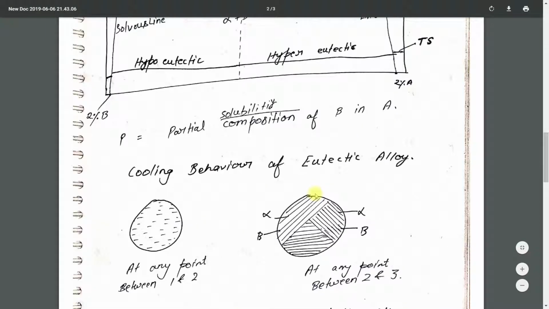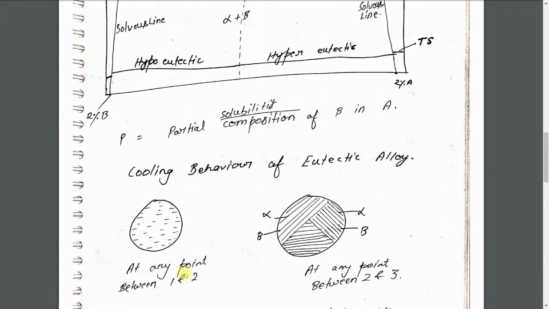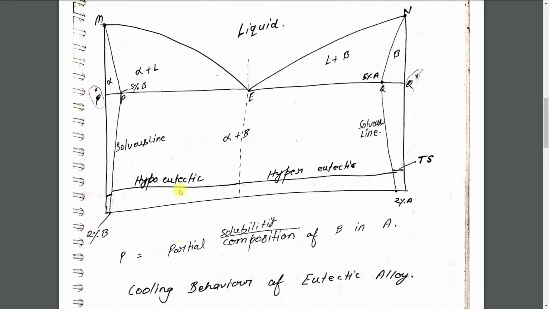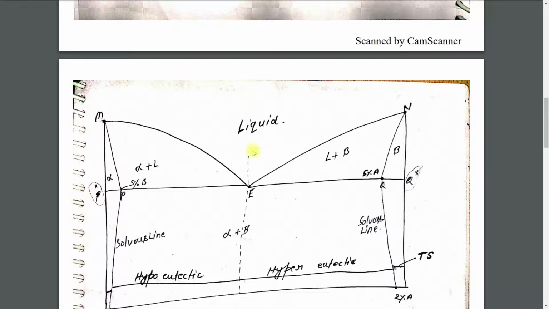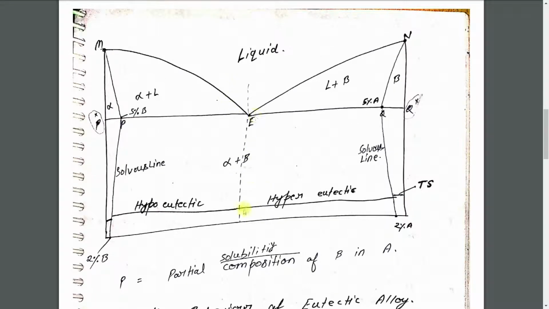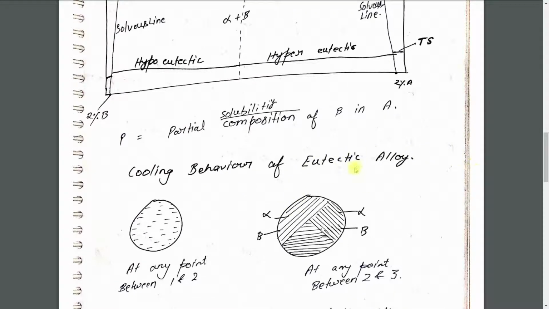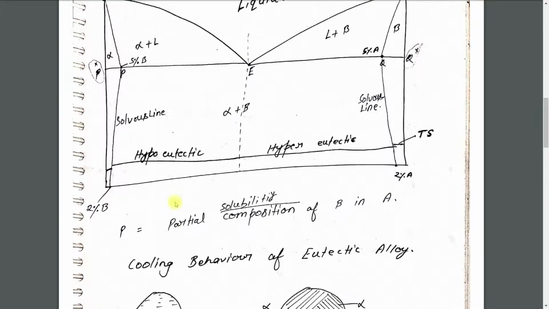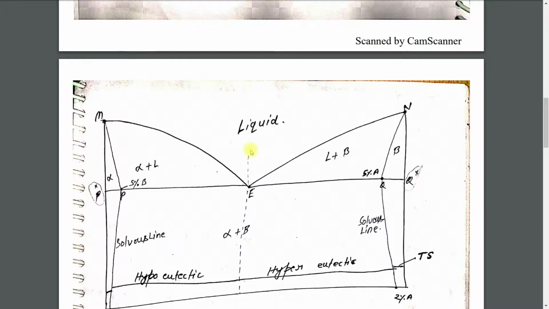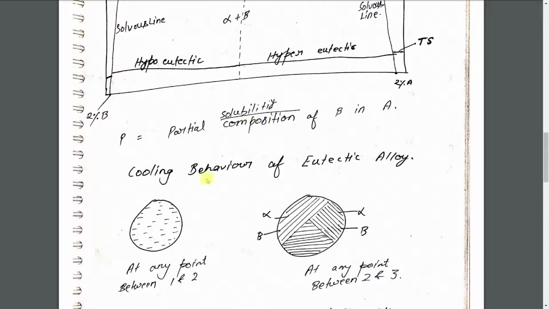Similarly here. And now we discuss the cooling behavior of the eutectic alloy. Let's see here. This is point 1, 2 is here, and 3 is here, at the eutectic point of the eutectic alloy. At point 1, all the substance is found in liquid form, so this is a pure homogeneous system.